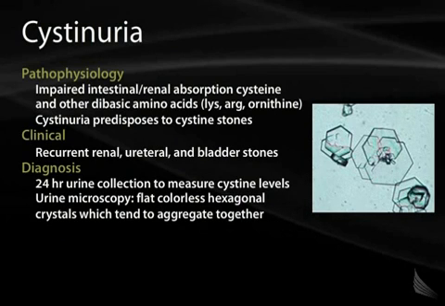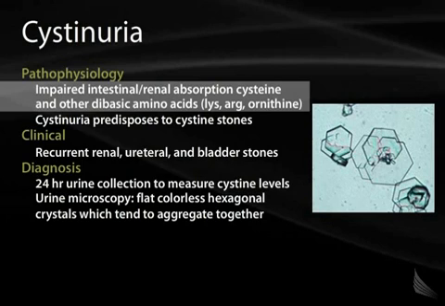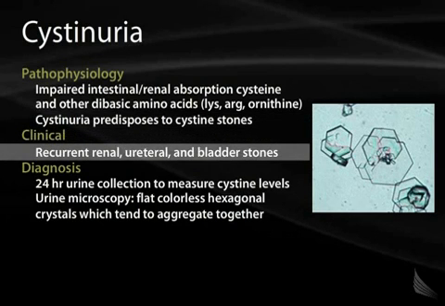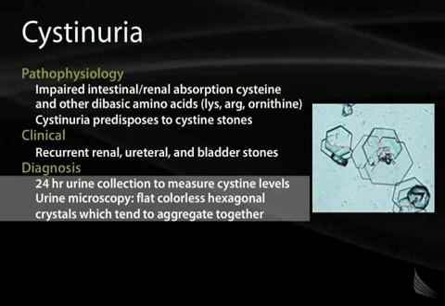Cystinuria is also a defect of amino acid transport. There is both impaired intestinal and renal absorption of cysteine and other dibasic amino acids. The cysteine concentration in the urine predisposes to the formation of cysteine stones, which is the primary clinical manifestation of cystinuria. The diagnosis is made by urine microscopy, which shows flat, colorless hexagonal crystals, shown in this picture, which tend to aggregate together. The diagnosis is then confirmed by a 24-hour urine collection to measure cysteine levels, which will be much, much higher than what should be expected.